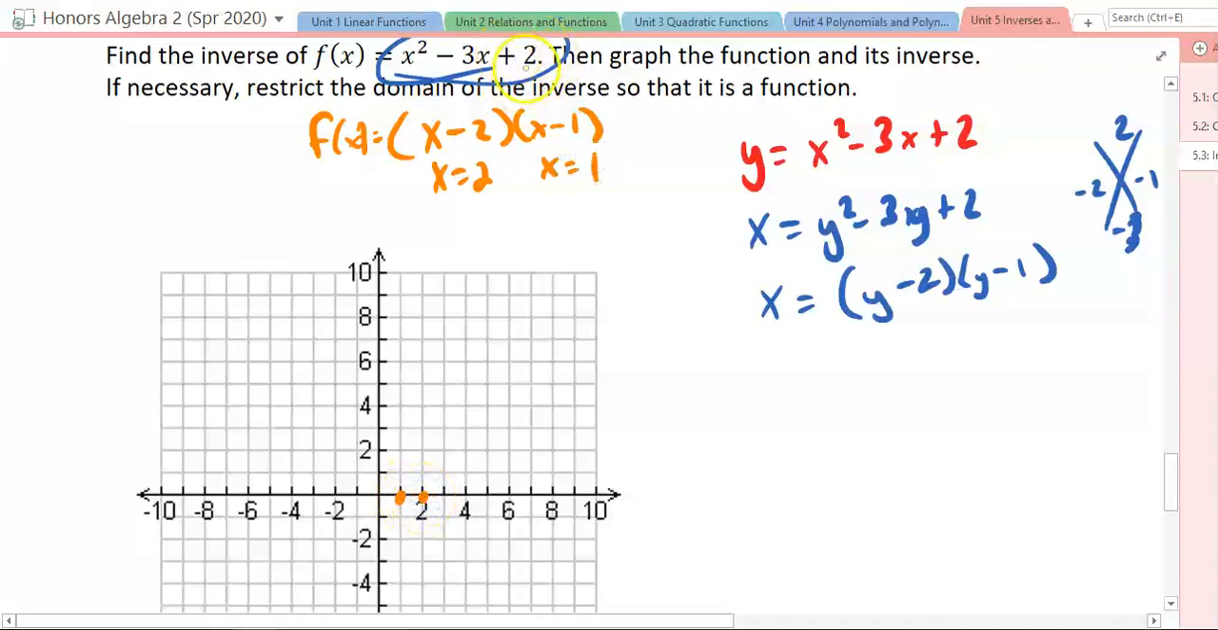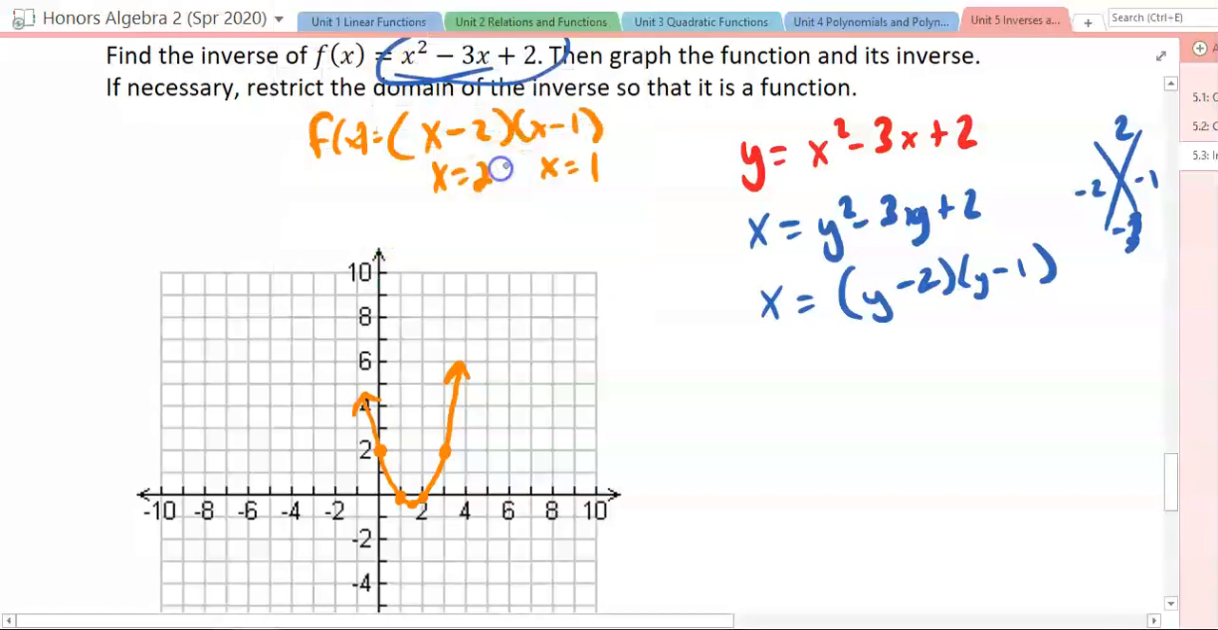My y-intercept is going to be positive 2 here, and that's going to reflect across here because my axis of symmetry is going to be at 1.5. And if we plug in 1.5, we're going to get negative 1/2 and positive 1/2. And so I get to this negative 1/4. And so my graph looks like such. Okay? Now, what does that mean for my inverse?